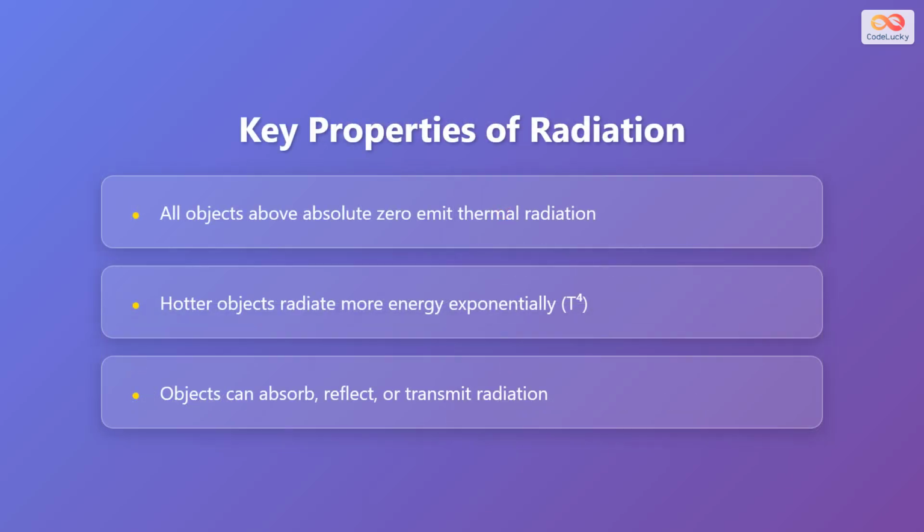There are three key properties to understand about radiation. First, all objects above absolute zero emit thermal radiation continuously. Second, hotter objects radiate exponentially more energy because of the T to the fourth power relationship. Third, when radiation strikes an object, it can be absorbed, reflected, or transmitted depending on the material properties.